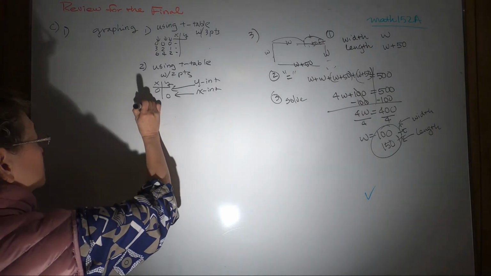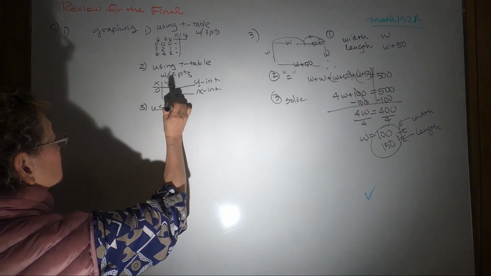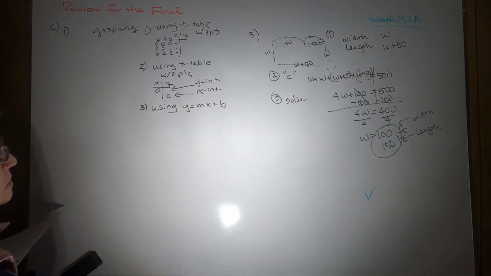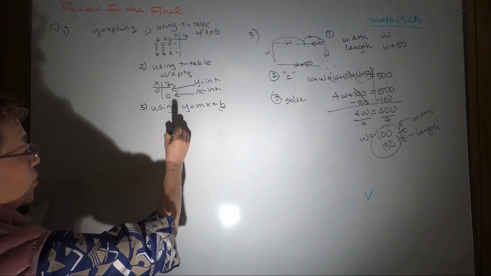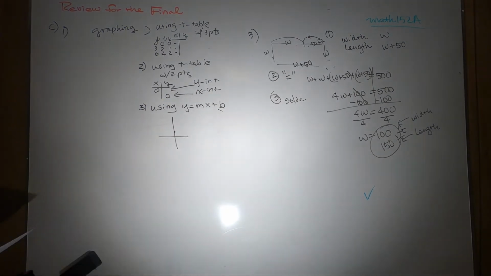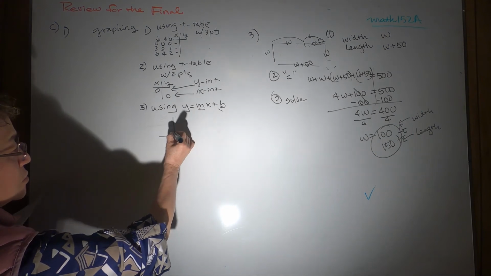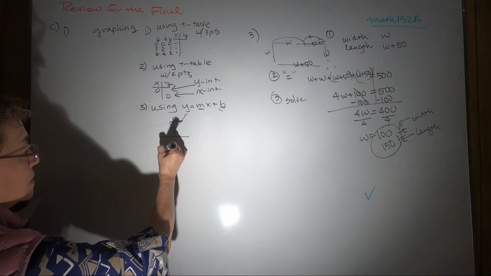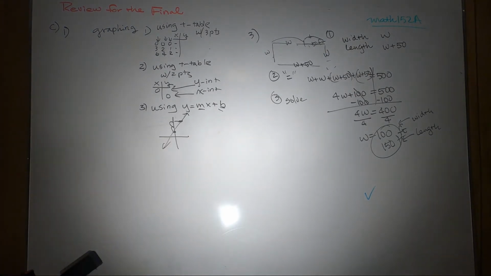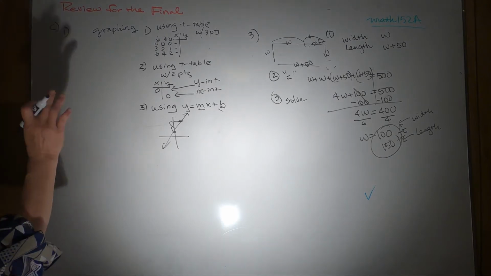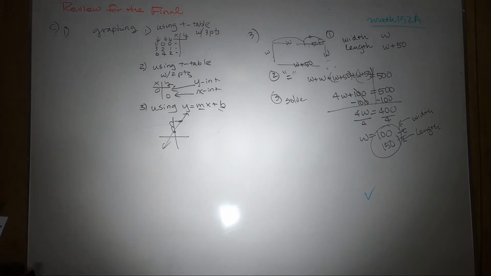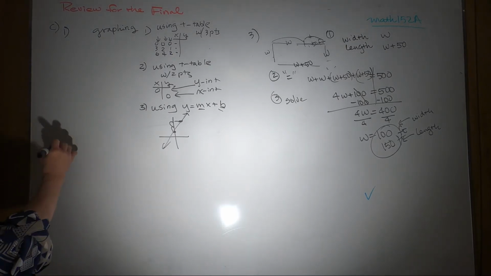Then the third one was using slope-intercept form, y equals mx plus b, right? So b is your y-intercept. Then m is your slope, rise over run, things like that. You find the point and graph them that way. So 3 different methods. We also have 3 different forms. Okay, let's graph it first.